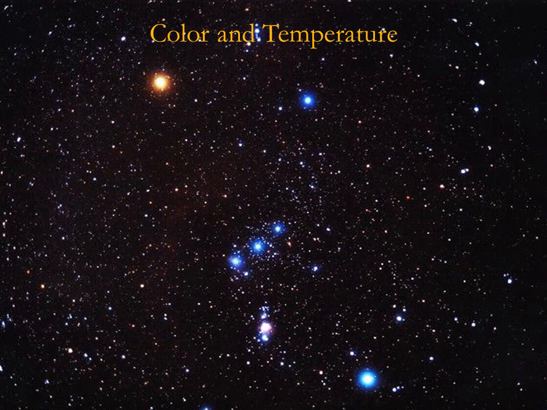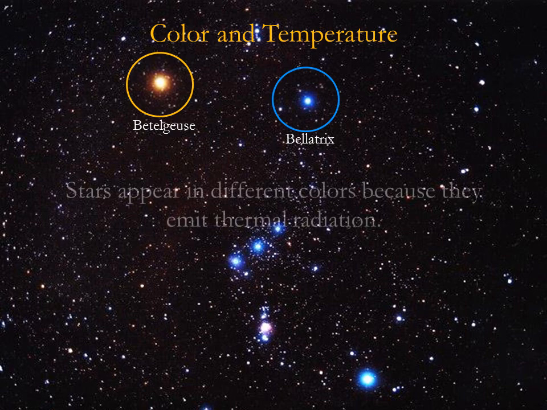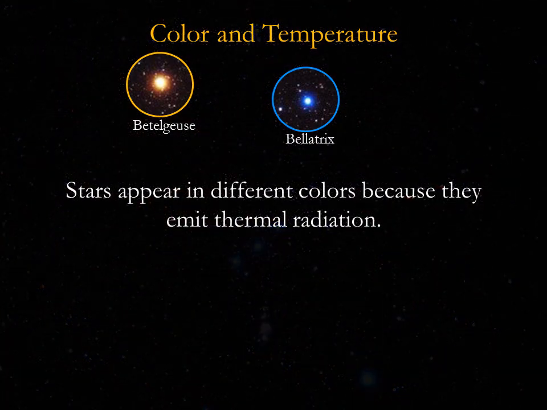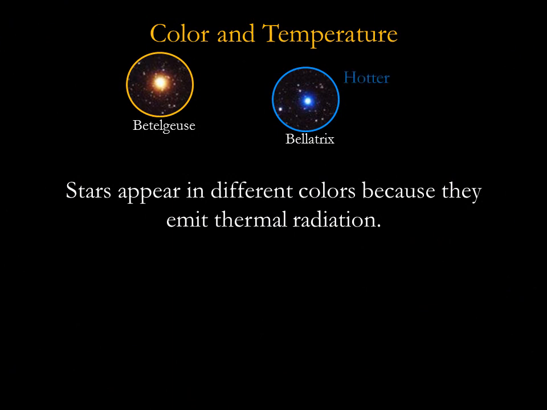The last time you were out on a clear night, you may have noticed that the stars appear to be different colors. Perhaps you've seen the constellation Orion and noticed that this star, Betelgeuse, appears red-orange compared to this star, Bellatrix, which looks more blue. Stars appear in different colors because they emit thermal radiation. A hot star like Bellatrix emits more blue light, and a cooler star like Betelgeuse emits more red light.